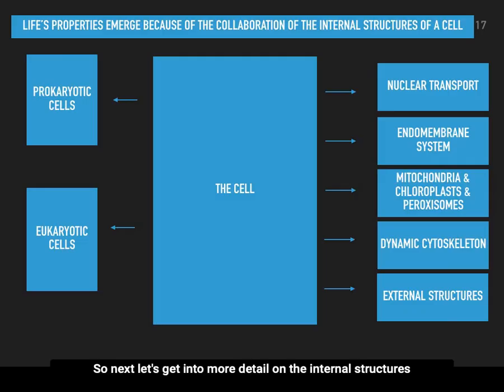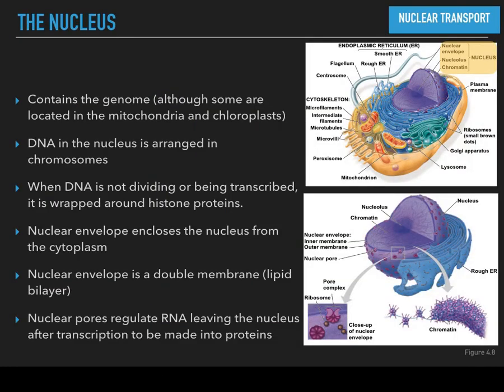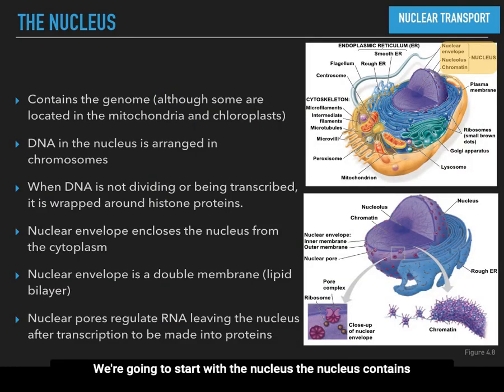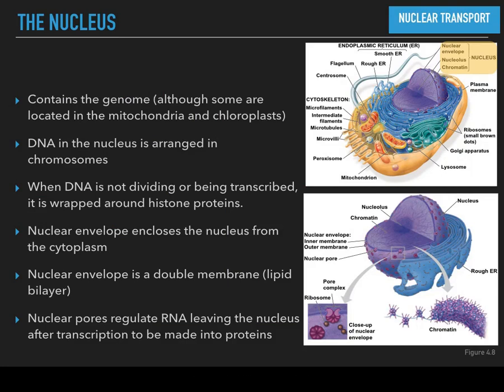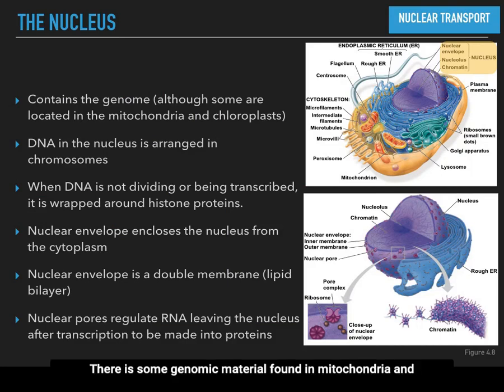So next, let's get into more detail on the internal structures of the eukaryotic cells that we just talked about. We're going to start with the nucleus. The nucleus contains the genomic material. There is some genomic material found in mitochondria and chloroplasts, but the majority of the genomic material is found in the nucleus, where it is arranged in chromosomes. When the DNA is not dividing or being transcribed, it is wrapped tightly around the histone proteins, which give the chromosome a more compact packing within the nucleus.